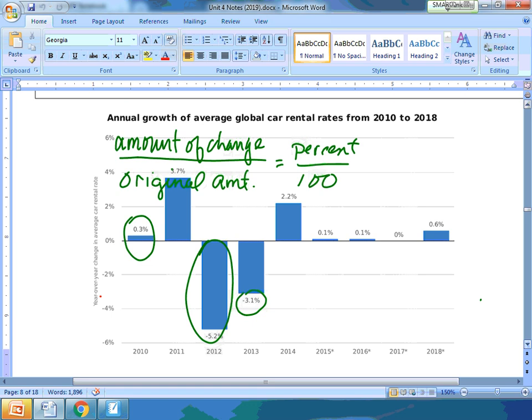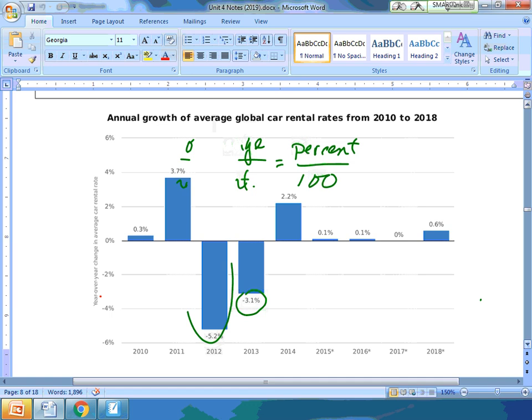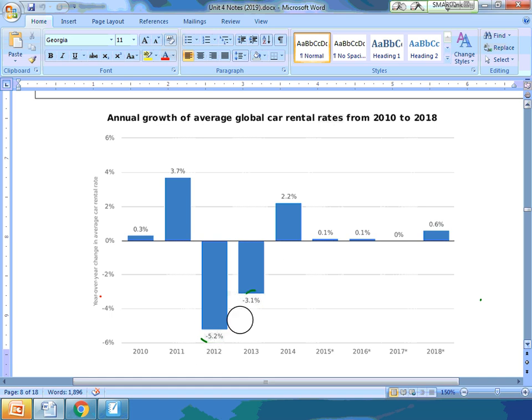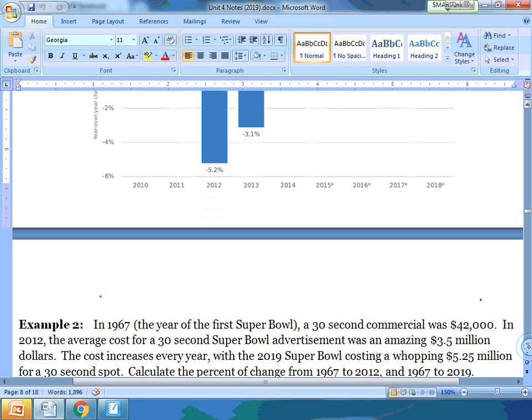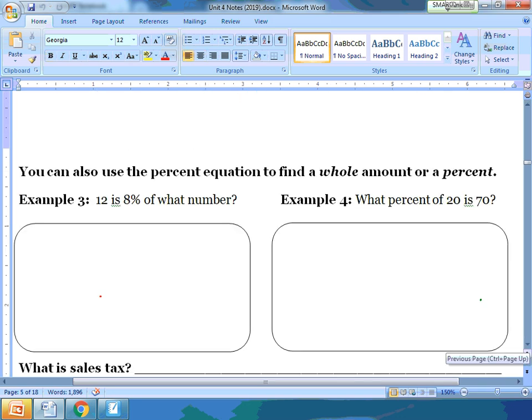Speaking of industry, flip it over. We're going to do this next example here. Try to get this one in before we wrap up. The Super Bowl advertisements, which many of you might watch the Super Bowl strictly for the advertisements. The quality of the game this year wasn't that great, so hopefully you enjoyed the commercials.